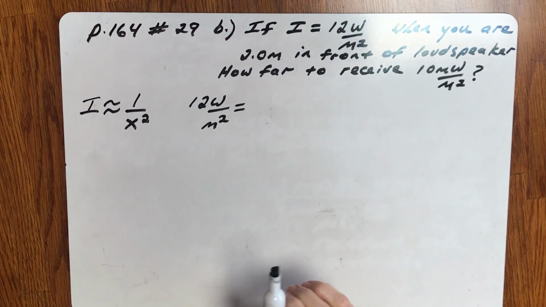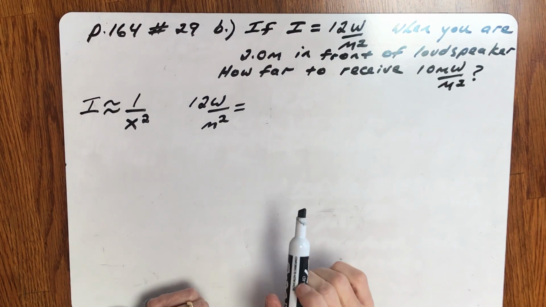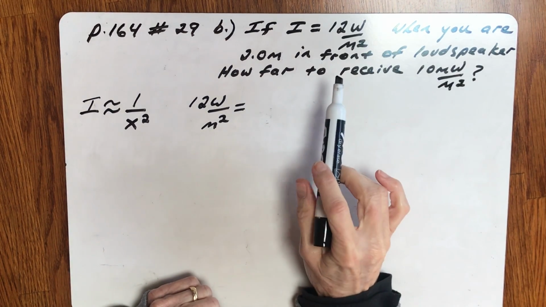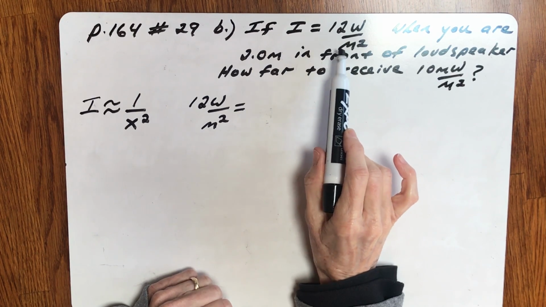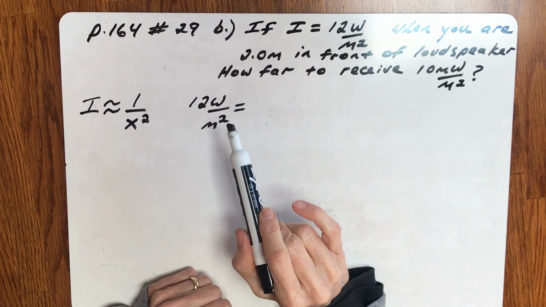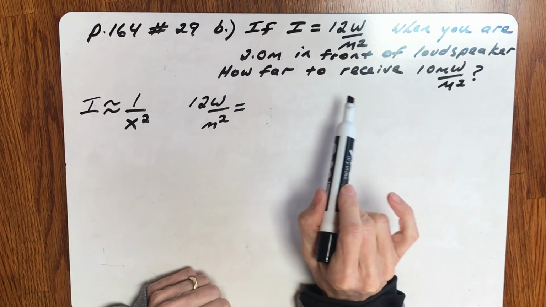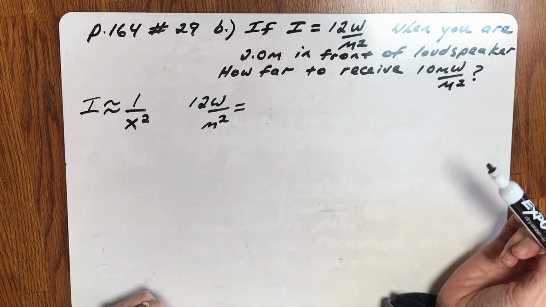Hi guys, back to do page 164, 29b. And B says that if I have a sound source that has an intensity of 12 watts per meter squared when I'm 2 meters in front of it, how far away do I have to be in order to receive 10 milliwatts per meter squared?